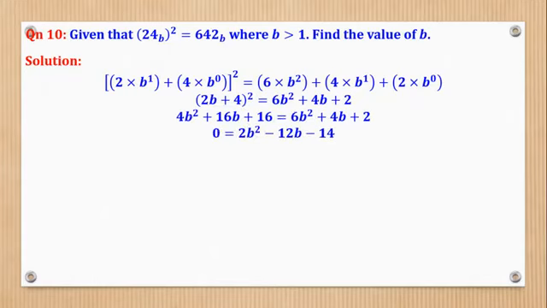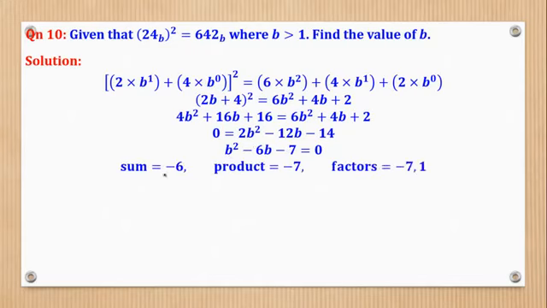Collect like terms. If I take this 4 this side, 6 minus 4 is 2, that's why there is 2 here, to be squared. Then take this 16 this side, 4 minus 16 gives you negative 12b. Then take this 16 this side, 2 minus 16 is negative 14, so you remain with 0. Then divide throughout by 2 to come up with this simplified quadratic equation. Now here you can either use the quadratic formula or factorization to get the values of b.